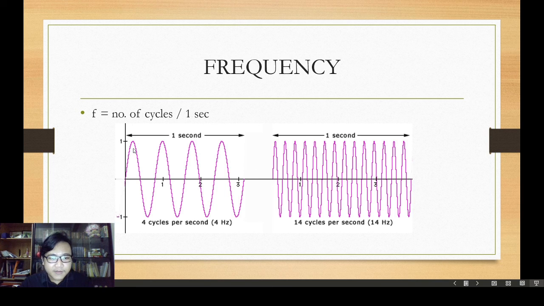One cycle is about 0.25 seconds. As you can see here, that is one cycle. And the second cycle is 0.5 seconds, and so forth. And this graph is made of 4 cycles per second, or 4 hertz. And the other graph is 14 hertz.